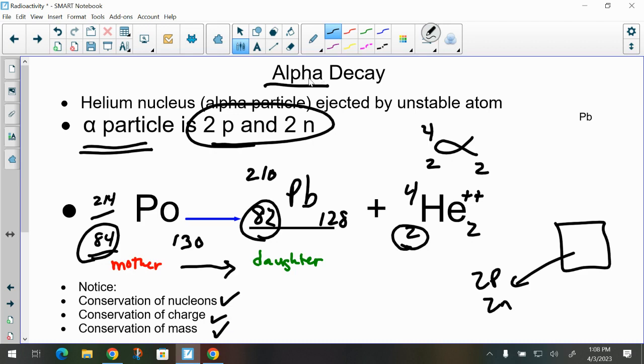So this is called alpha decay. Alpha decay is the least complicated. It's really 2 protons, 2 neutrons. You just have to memorize that and be able to add.